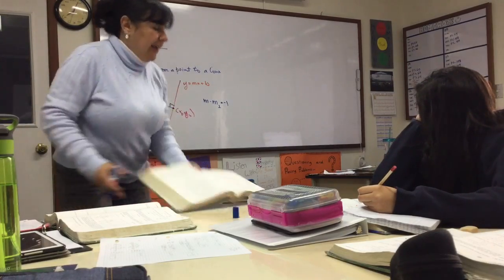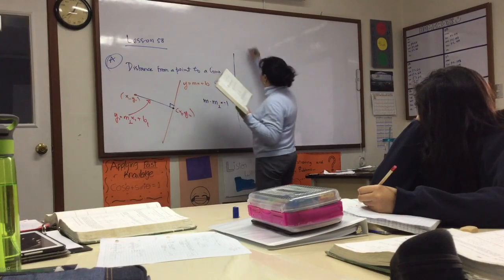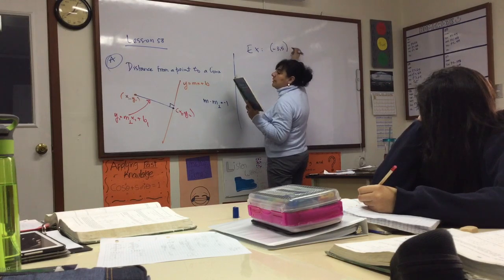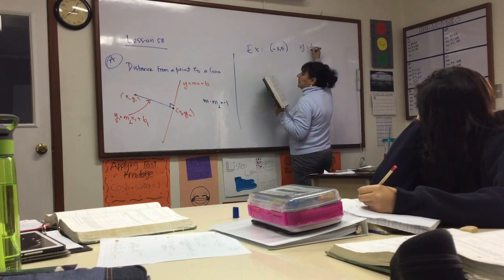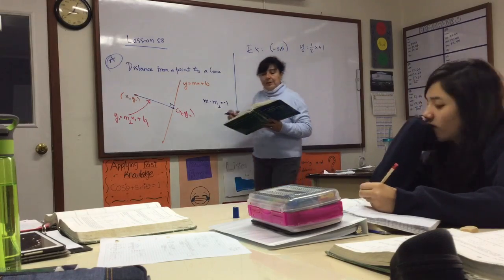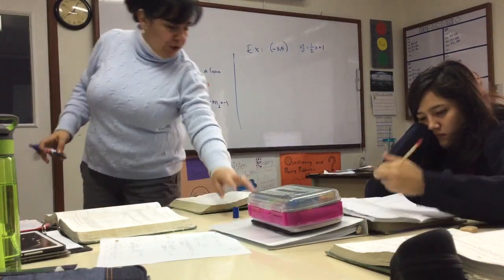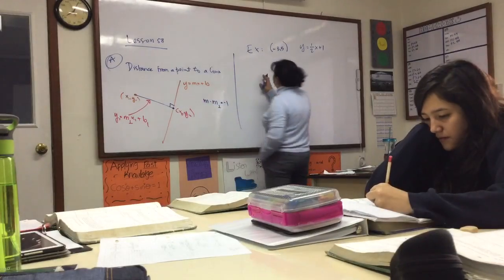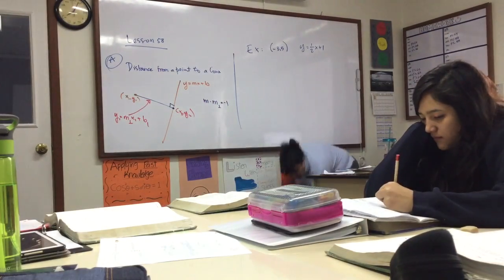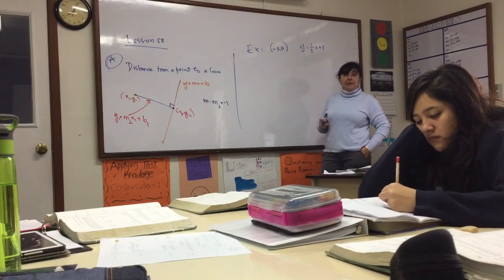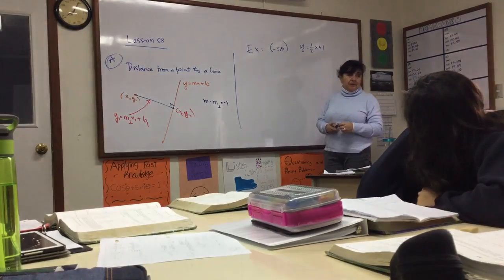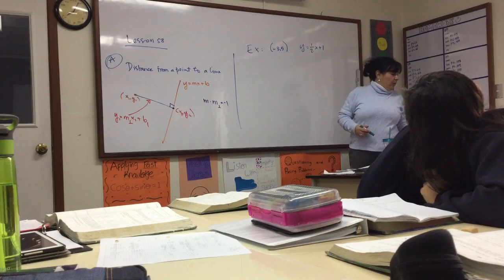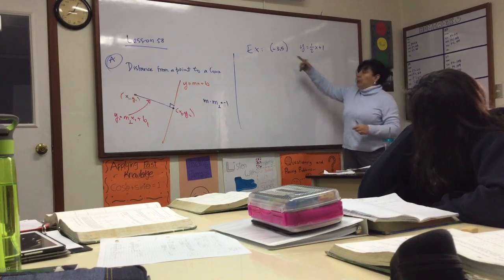So, find the distance, this is the example. Find the distance between -3, 5 and the line, okay? So, first, we have to find the line that goes through this point. How do we find the line that goes through this point? With what? With this point, you are correct.